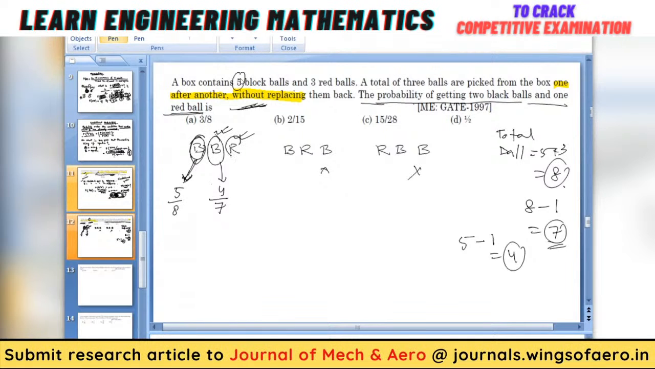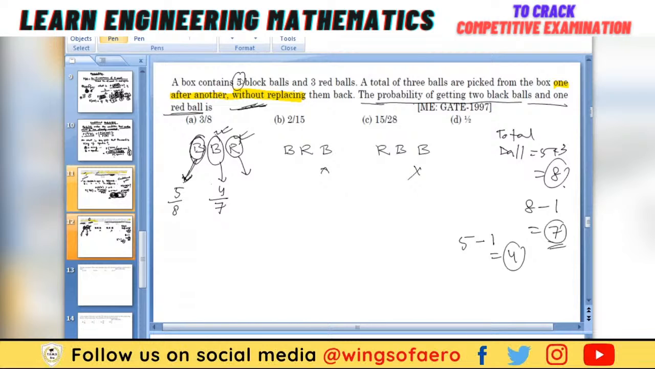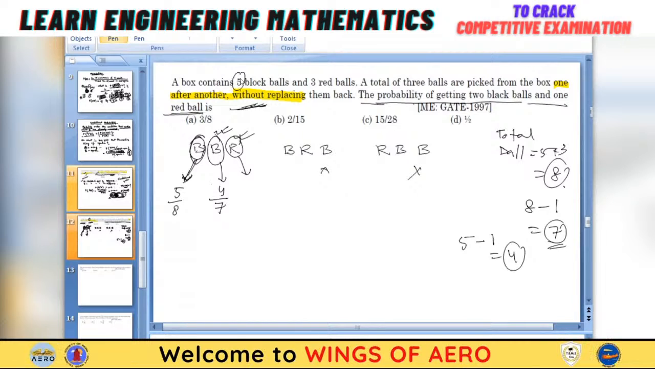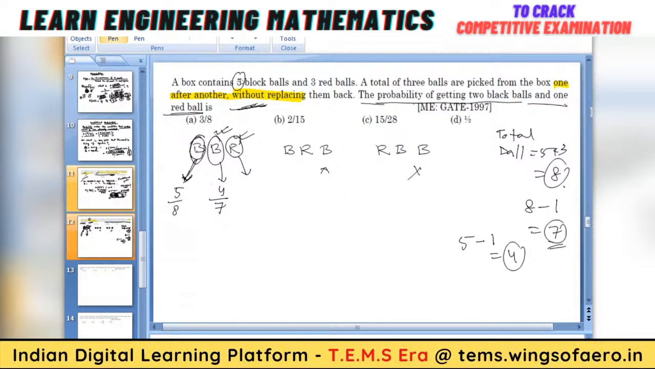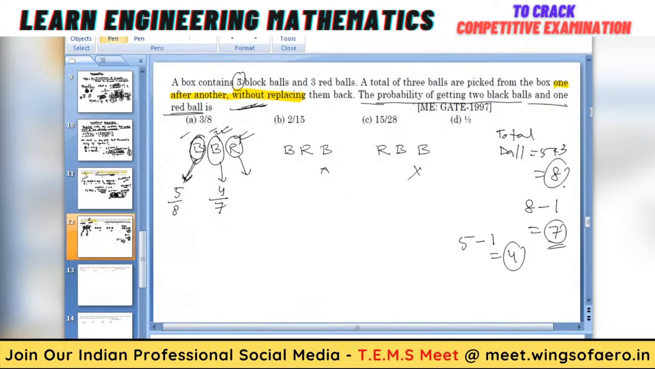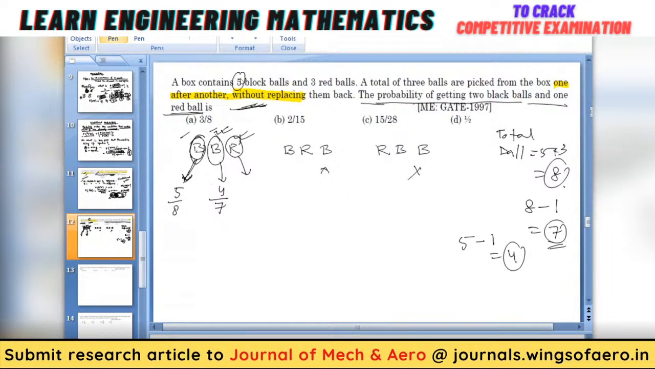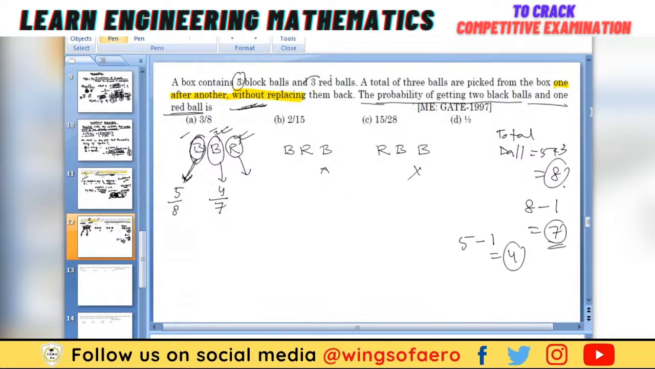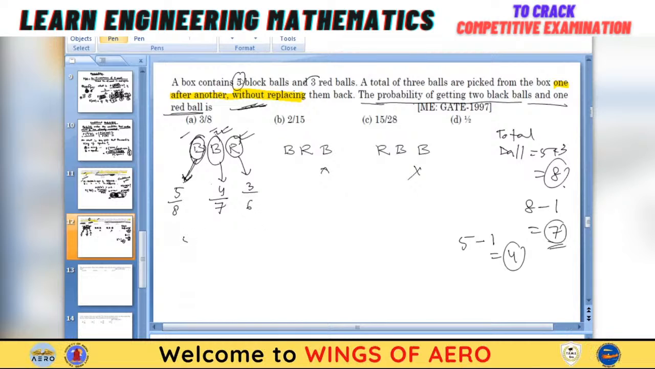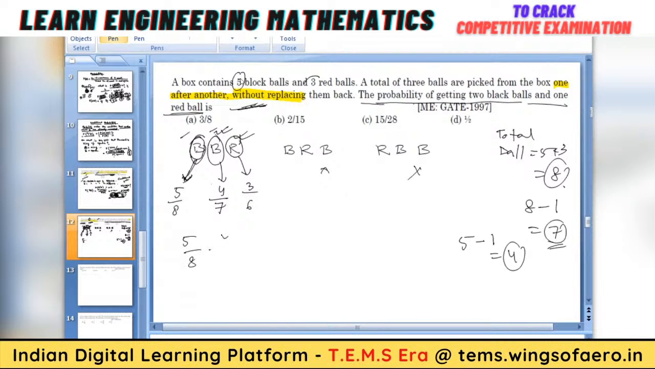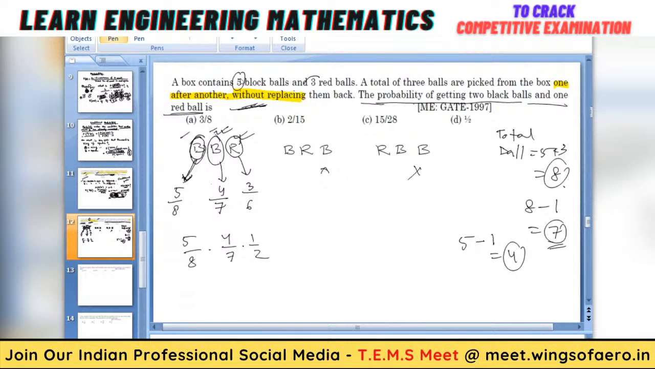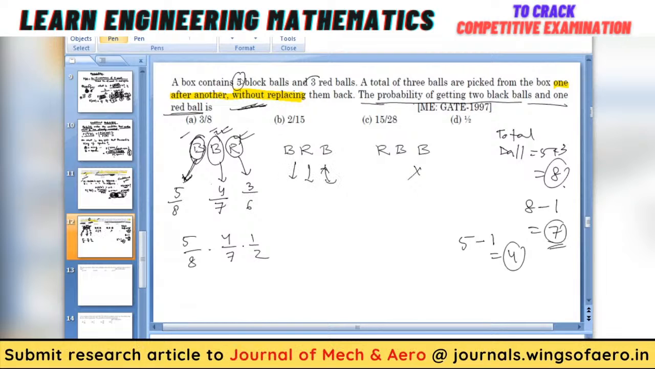Okay. What is the probability of the third being red? Exactly, right. Because two balls have already been taken out, 8 minus 2 equal to 6. So 3 by 6. And the red balls are still 3, because no red ball has been taken out yet. So 3 divided by 6. So what is the probability? The probability is 5 by 8 into 4 by 7 into 1 by 2. This 3 by 6 is 1 by 2. Okay. Similarly, find out these other three.